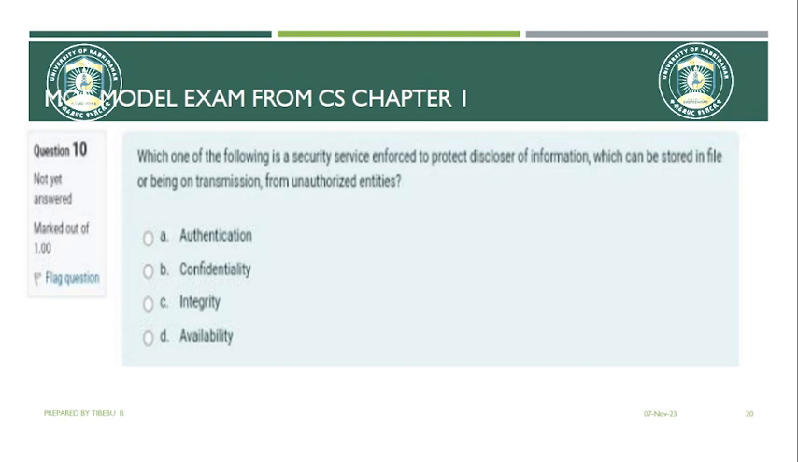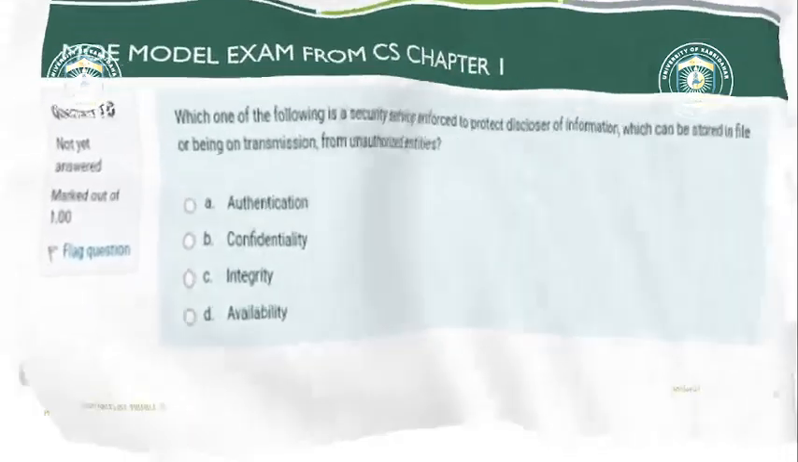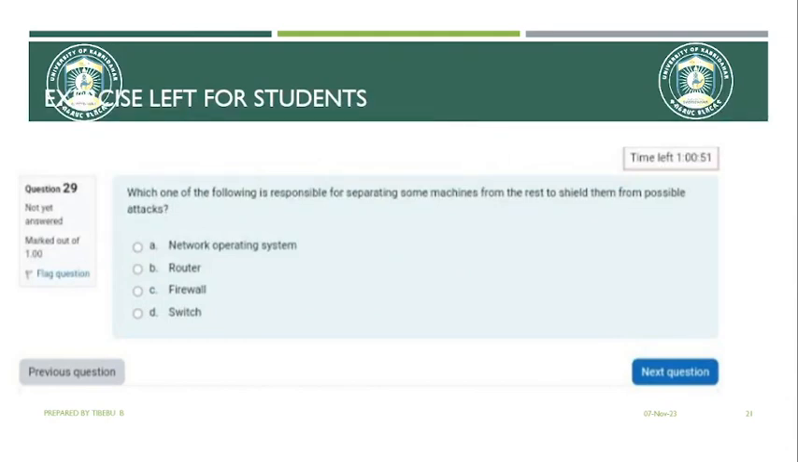If we say integrity, it speaks about what? Sent is equal to received, right? አውተንቲኬሽን ስላለ ጅራ፣ አቬይላቢሊቲ ስላለ ጅራ። ሶ ይሄን ይመስላል እንግዲህ በዚህ አይነት መልኩ ነው የሚመጣው ፈተናዎቹ። Let us see another. This exercise is left for students. Which one of the following is responsible for separating some mechanism from the rest to shield them from possible attack? አታክ የሚደረገው በምንድን ነው? ትሪት እና አታክ አለ አይደለ?